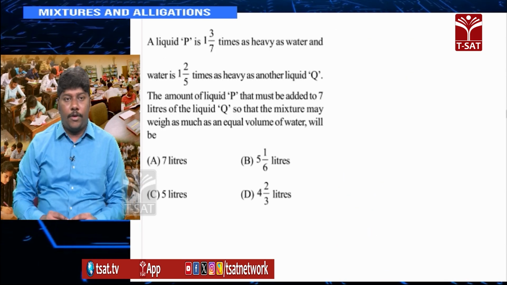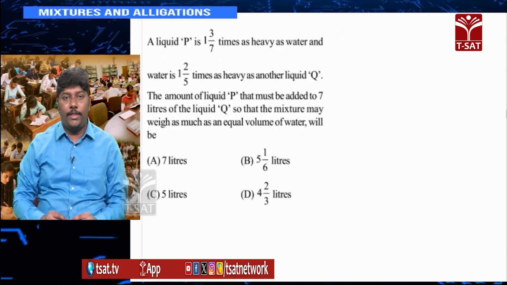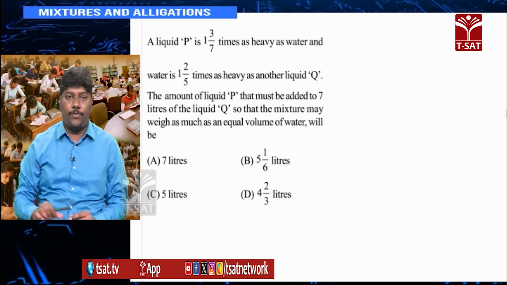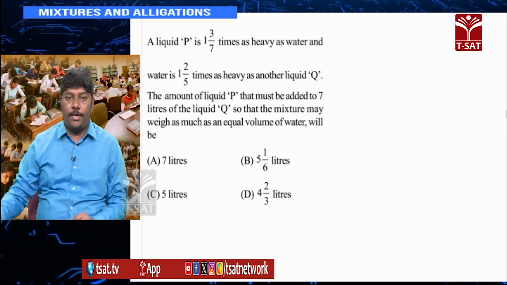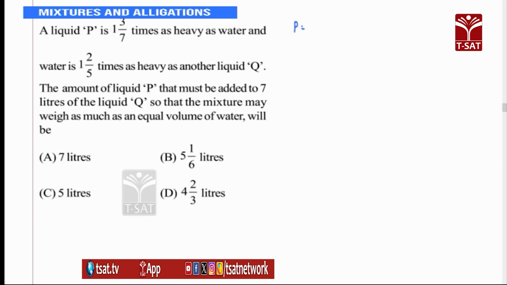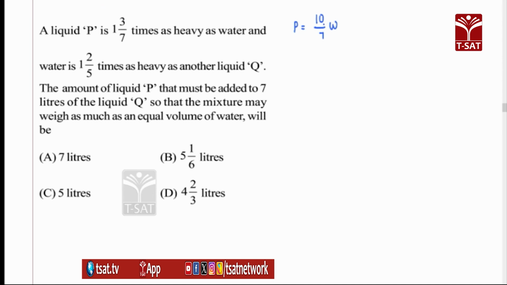Look at this question. Question says a liquid P is 1 3/7 times as heavy as water. So P is given as 1 3/7, which is 10/7 as heavy as water. And he says water is 1 2/5, which is 7/5. Water is 7/5 times of liquid Q. Can I say liquid Q is equal to 5/7 times of water? So I would say 5/7 times of water.